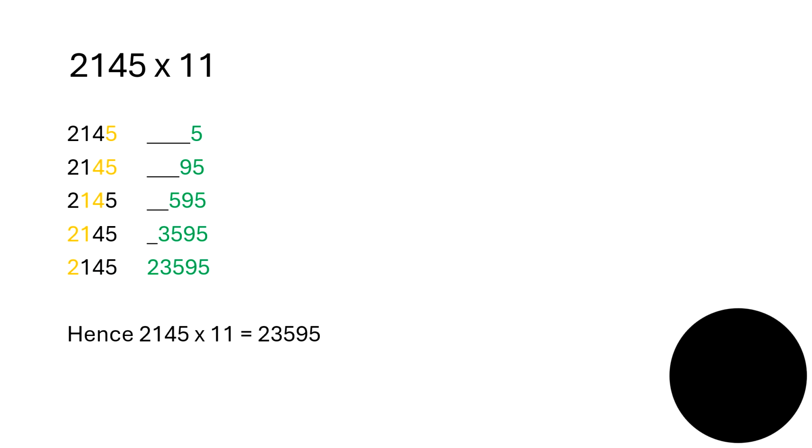Then our focal pair moves over to the 2 and the 1. Add those 2 together, and so it's a 3. So 3595 is so far our answer. And then move it over one spot, and so it's at the leftmost digit, 2, and nothing to carry over. So it's 23595. So our answer, 2,145 times 11, is 23,595.